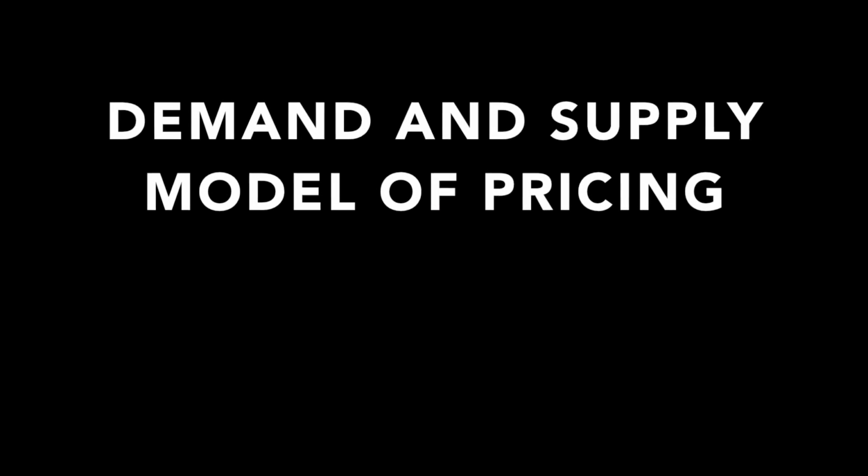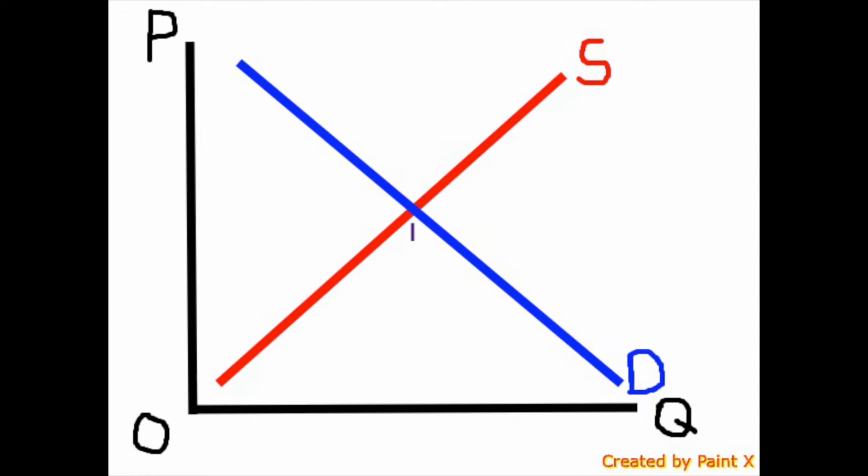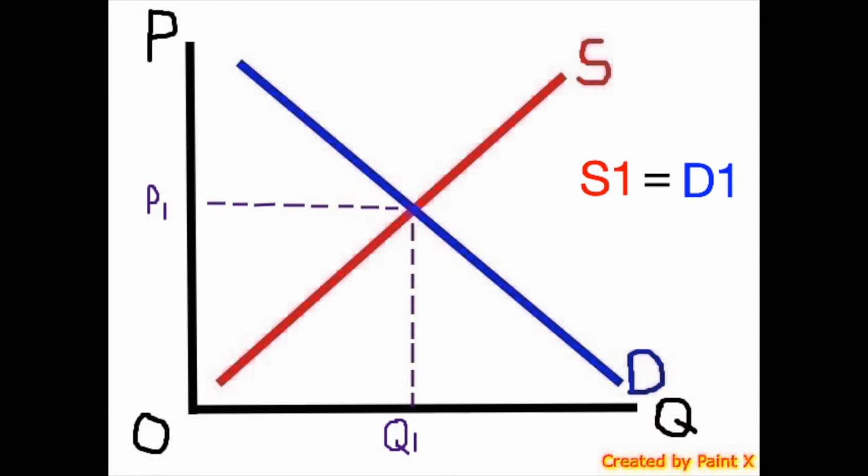Moving on to the demand and supply model of pricing. As mentioned previously, market equilibrium is where the supply and demand curves intersect. Hence, it is evident that the equilibrium price is when quantity supplied is equal to quantity demanded. In order to solve for the equilibrium price and quantity, we can take the algebraic approach where simultaneous equations are used.